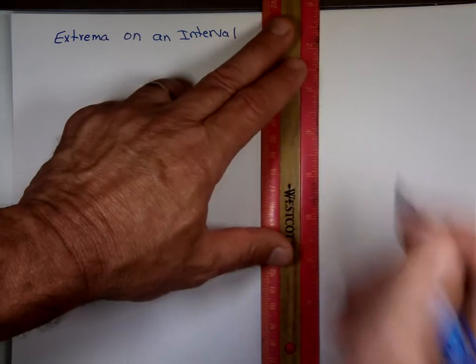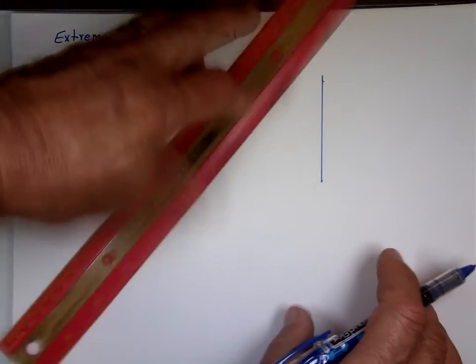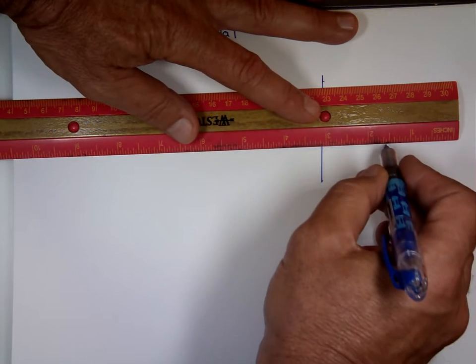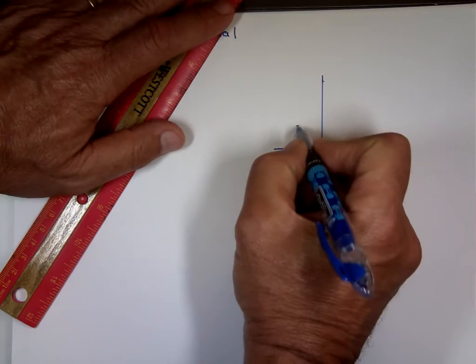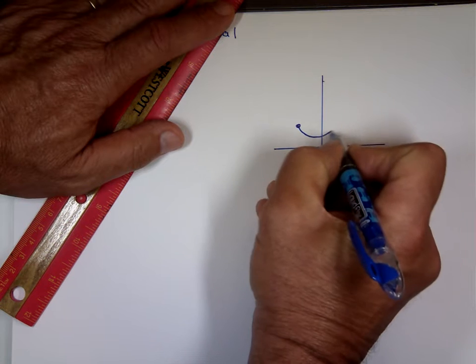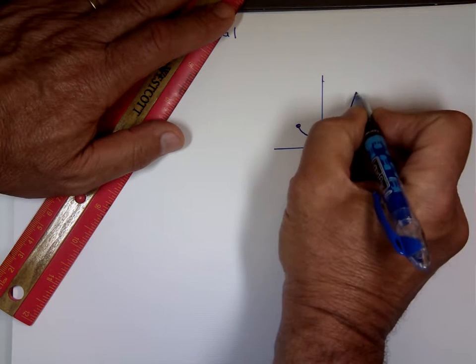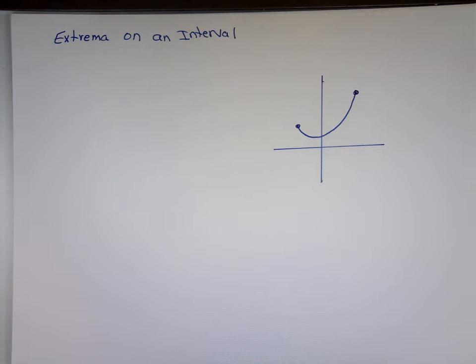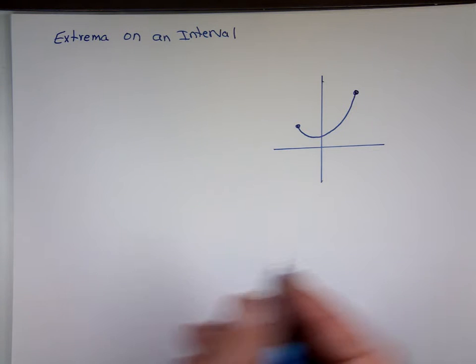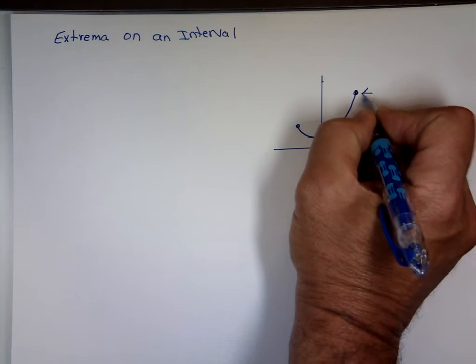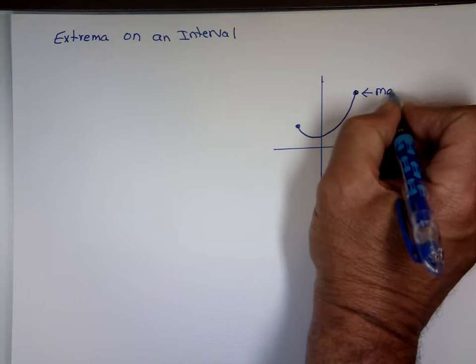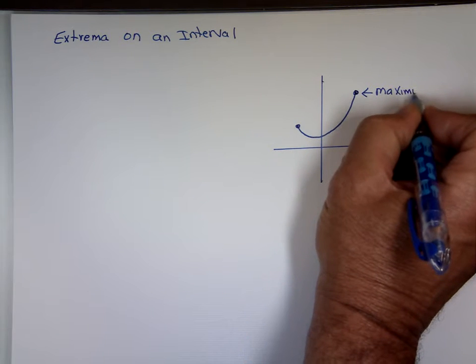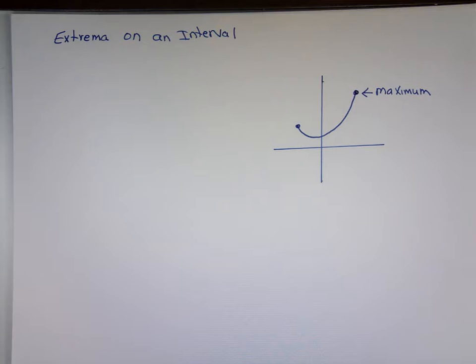Let's say we have a function that looks like this. I'll draw multiple pictures. This point is known as what? That's your maximum. That's the largest value in the entire graph.